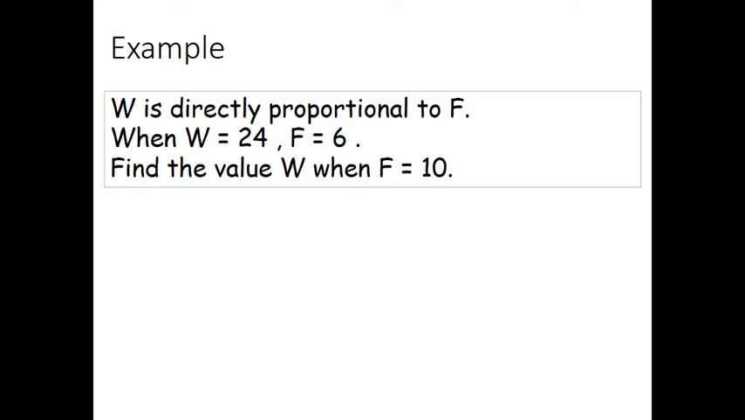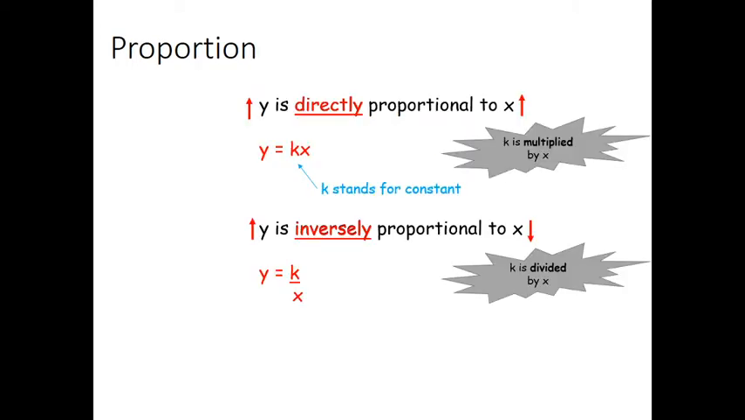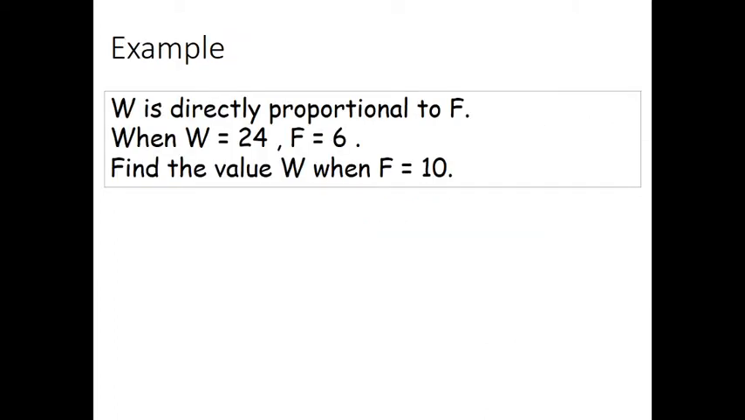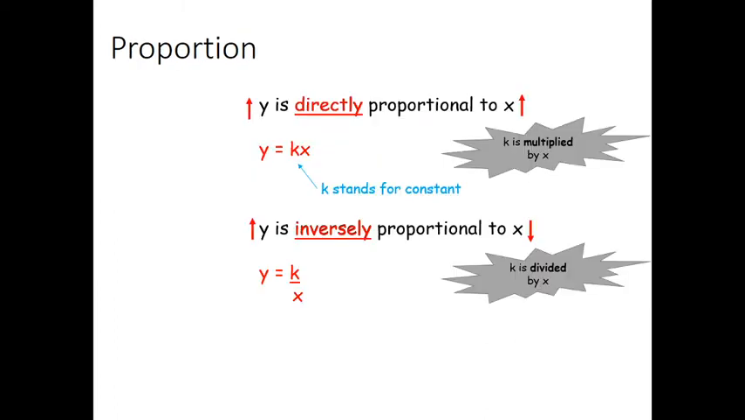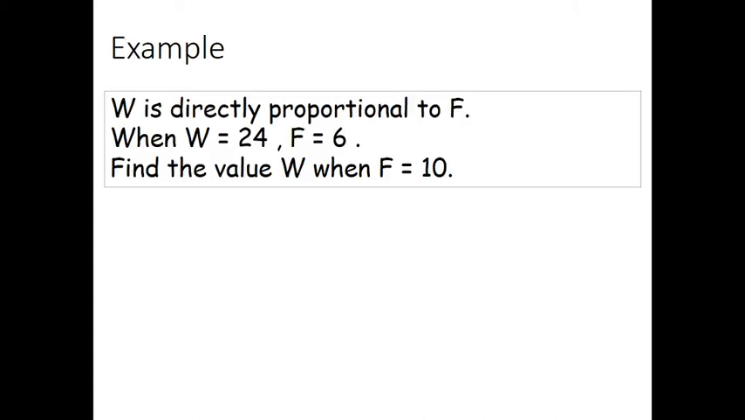W is directly proportional to F. When W is 24, F equals 6. Find the value of W when F equals 10. I know previously, if we skip back, we used y and x. We can just swap them for W and F. The y and the x are just there as a general rule. K we will always be using.